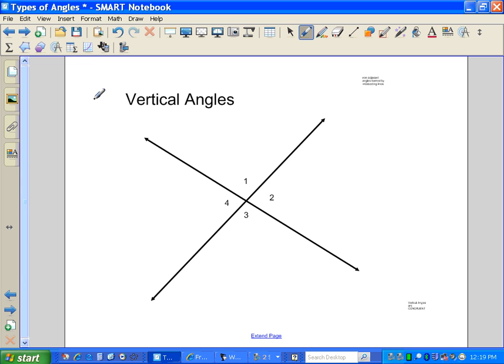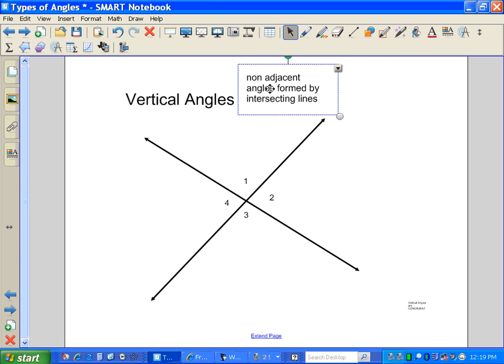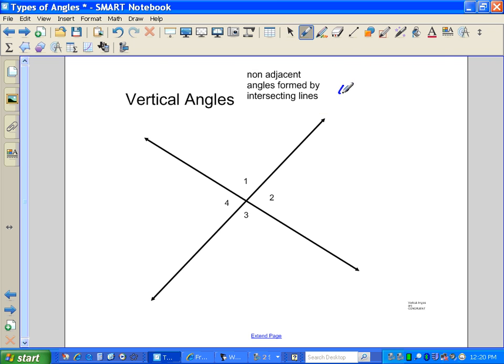Okay, moving forward. Vertical angles. The definition of vertical angles: non-adjacent angles formed by intersecting lines. We've got two intersecting lines, and I'm looking for the angles that aren't adjacent, and they don't have a common side. So 1 and 2 are adjacent angles. 1 and 3 are non-adjacent angles, okay? So, for instance, in this case, angle 1 and angle 3 are vertical angles. Angle 2 and angle 4 are vertical angles, okay?